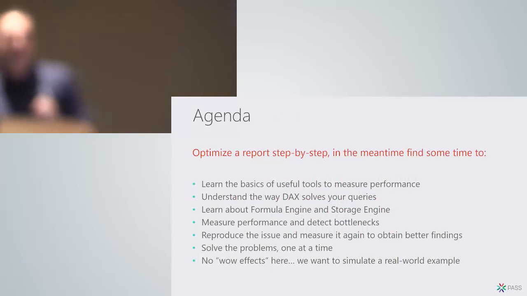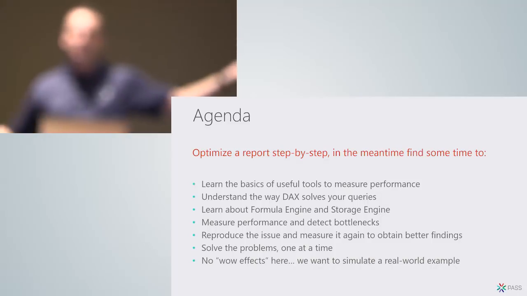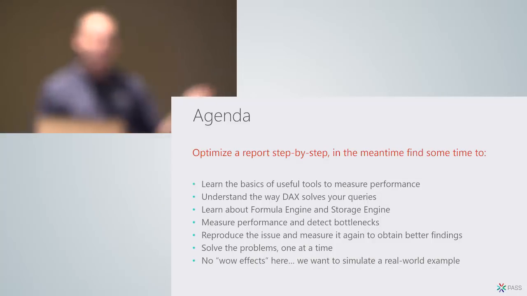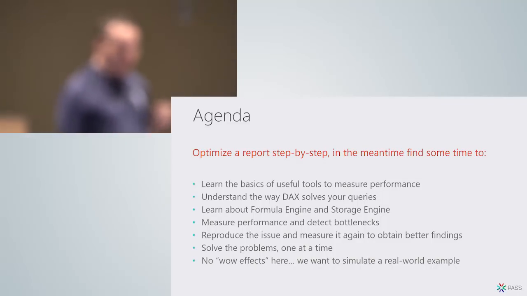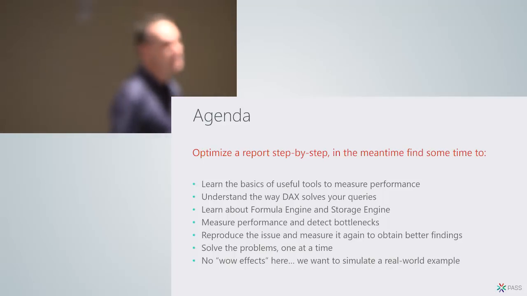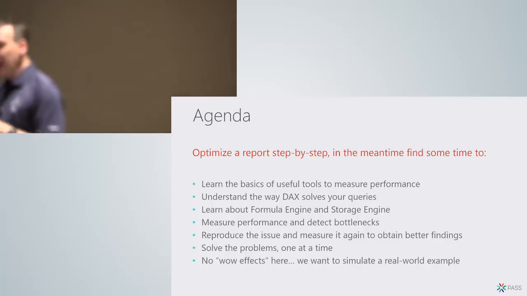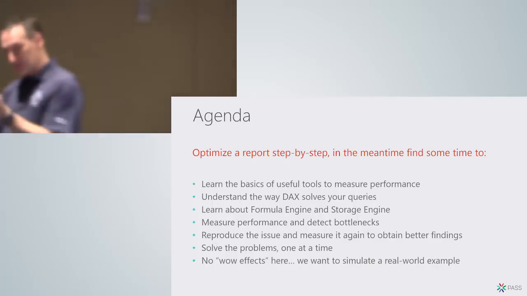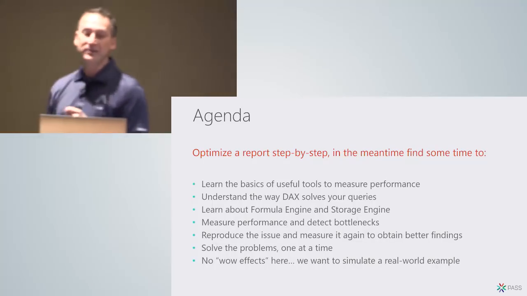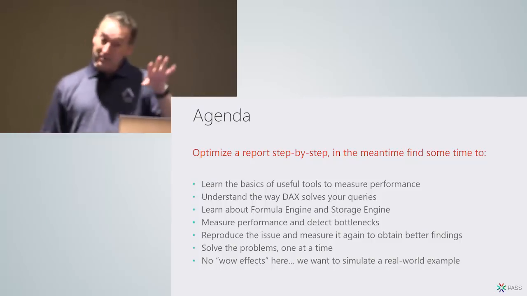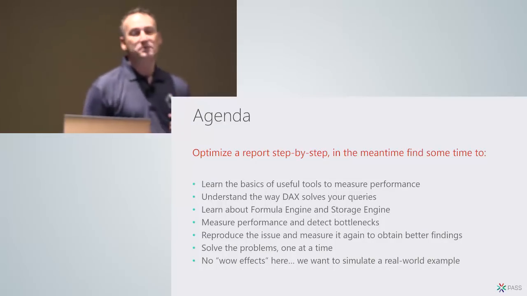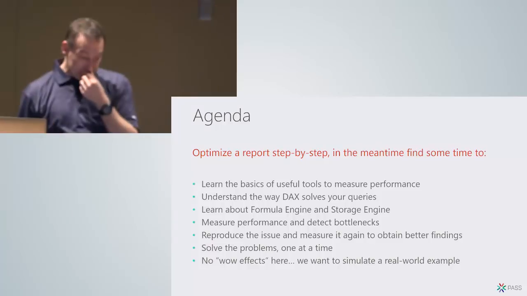So what we will do is take a report, just a simple report that runs on a few millions of rows, and we learn, first of all, what are the tools that you need to use in order to understand where the performance issue is, how to measure it, how to control, how to check if everything is running fine or not. In the meantime, in the process of optimizing, we will do that step by step.